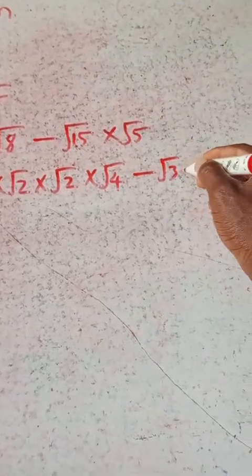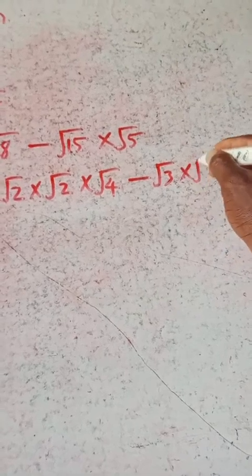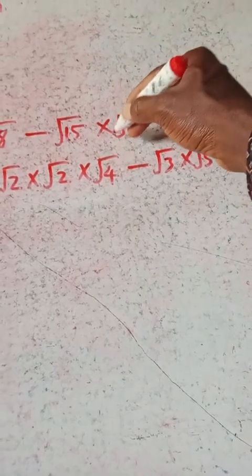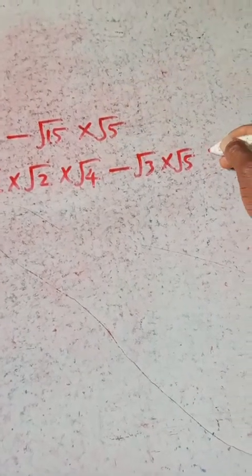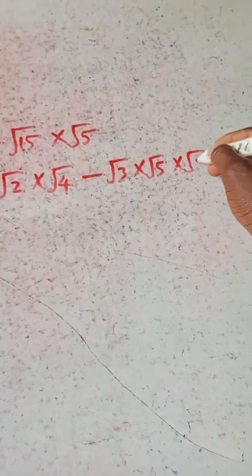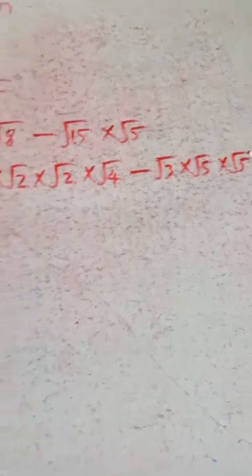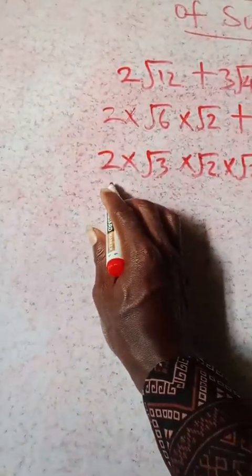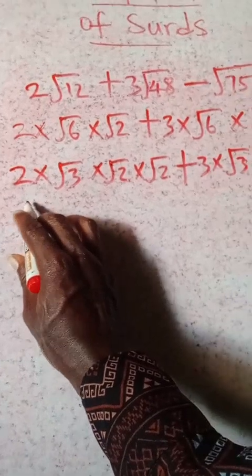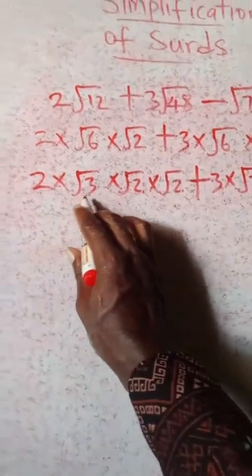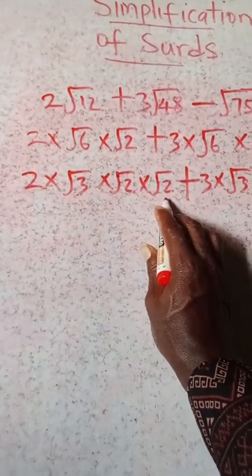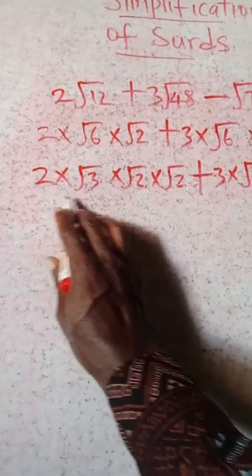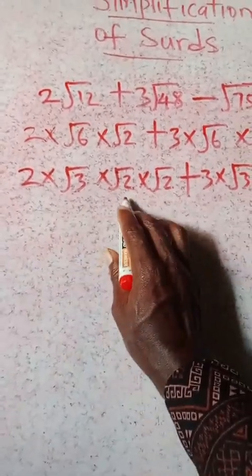Root 3 times root what? 5. Okay, then times this other root 5 times root 5. Are you getting it? So here, if you can see it very clearly, these roots can no longer be reduced further. So we'll multiply them. Alright, so we have similar roots.